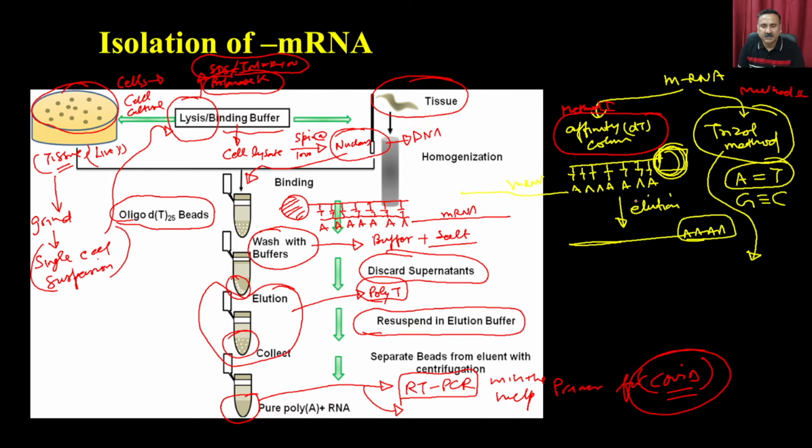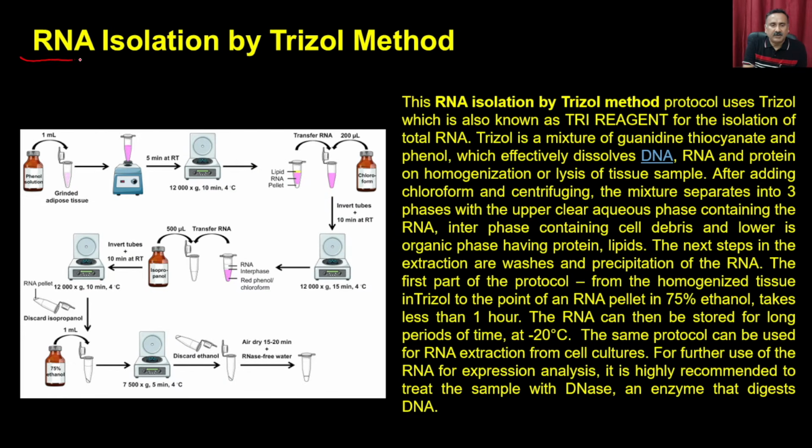Now let's move on to the next method, which is called the trizol method. RNA isolation by the trizol method uses trizol, which is also called the tri-reagent, for the isolation of total RNA. Trizol is a mixture of guanidine thiocyanate and phenol, which effectively dissolve the DNA, RNA, and the protein on homogenization or lysis of the tissue samples.